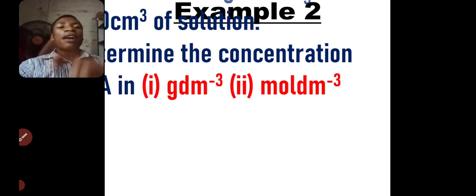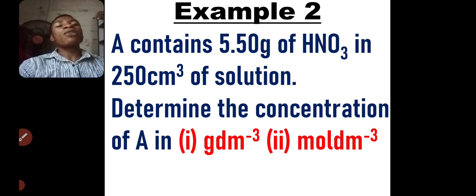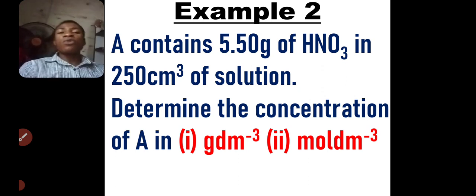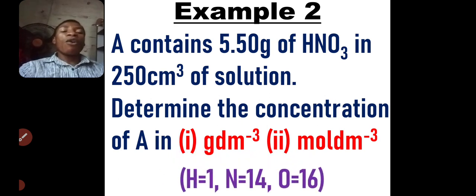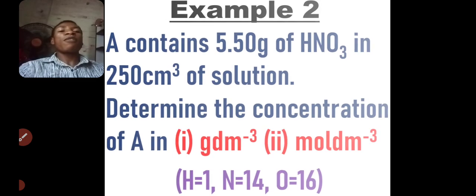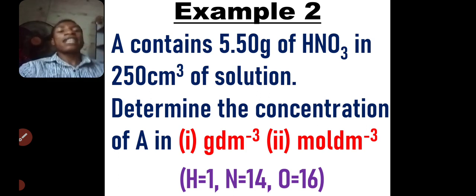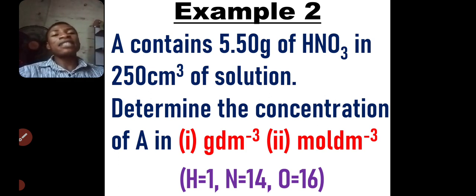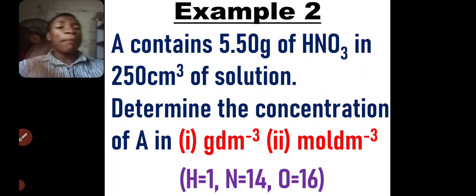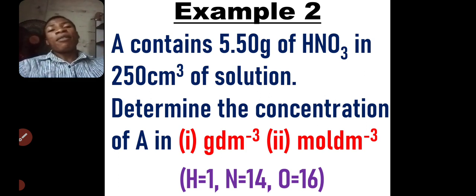Let's see another example. Example 2 now. A contains 5.50 gram of HNO3 in 250 cm cube of solution. Determine the concentration of A in grams per dm cube. Like I told you also, since the formula is making use of molar mass, there will be need for those constants below: H, N, and O. So here in this case, we are given grams of the acid in a volume of solution, which is still a measure of concentration.